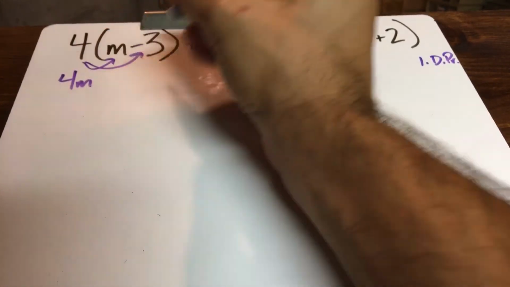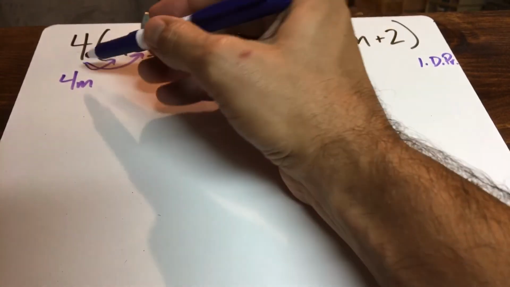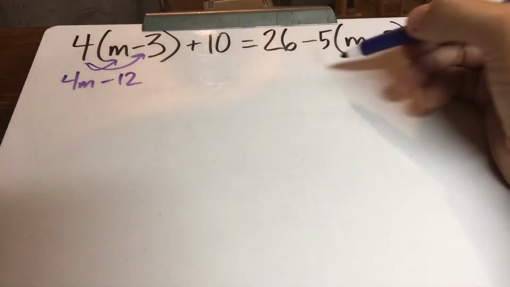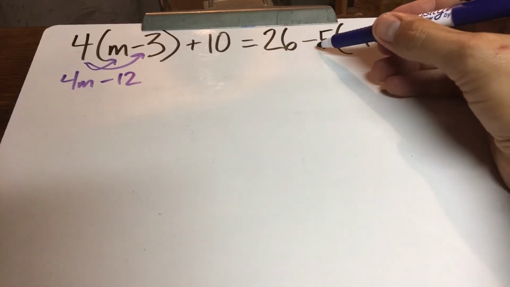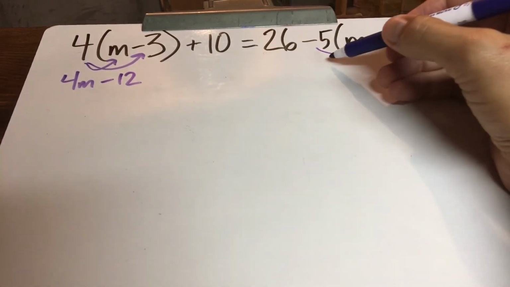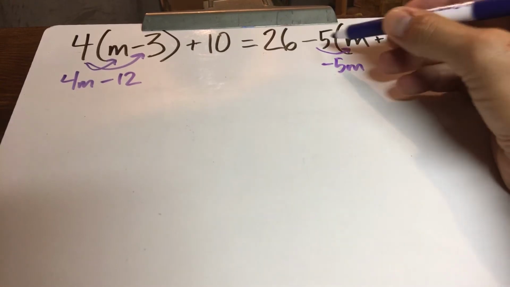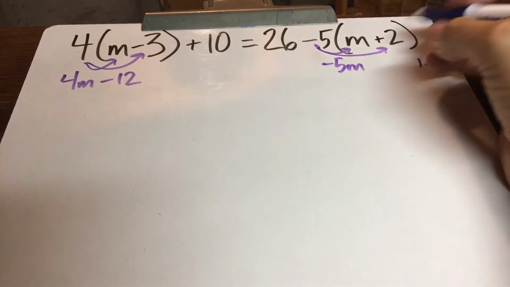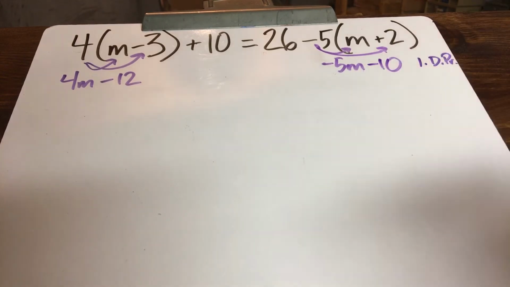I'm going to do 4 times negative 3, since it's subtracting. And over here, now this is tricky. This isn't just 5, it's negative 5 because it has a minus in front of it. Negative 5 times m. And then here it's still negative 5 because it has this minus in front of it. Negative 5 times 2. And that's all I want to do at the beginning.